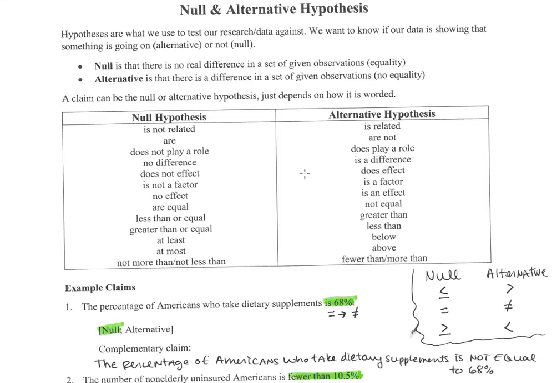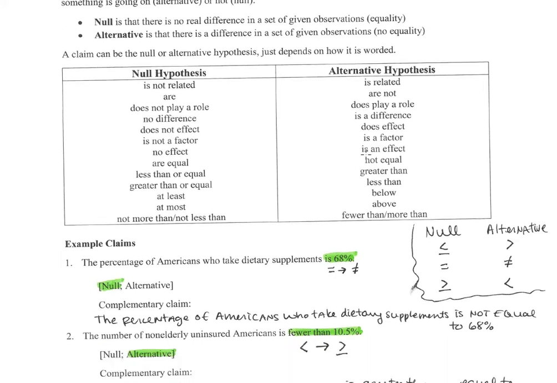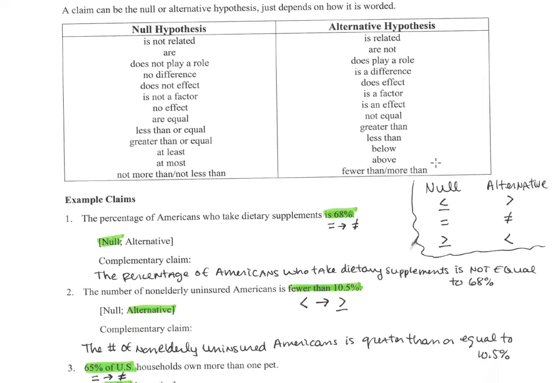So here are some words that might help you distinguish a null versus an alternative, and something else I couldn't fit on here. But if you see this area right there, sorry.